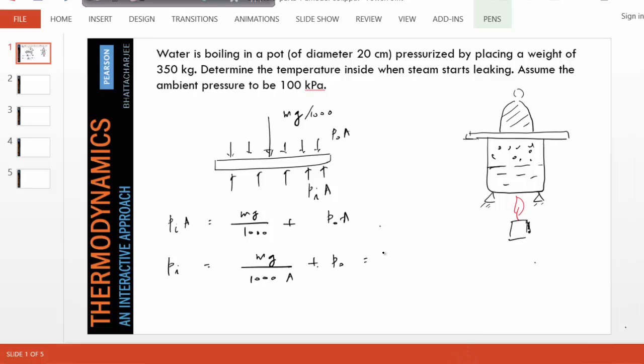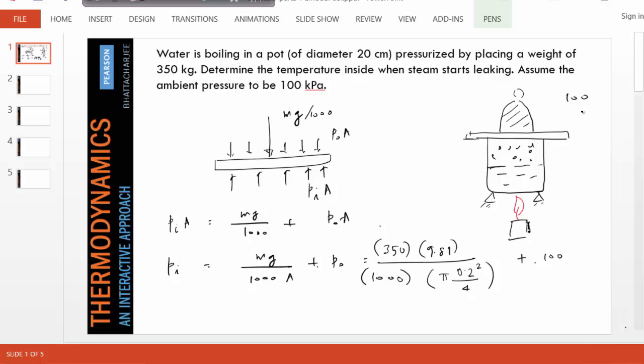M is how much? 350 kg, 9.81, over a thousand, and the area is 20 centimeter diameter, so it's pi times 0.2 meters squared by 4. Plus, we shouldn't forget the outside pressure, ambient pressure is 100 kPa, that's given.